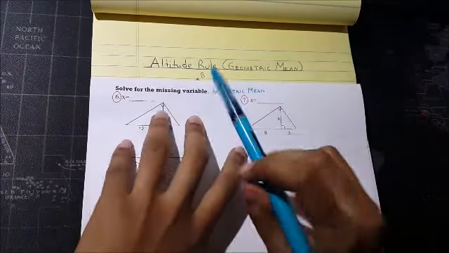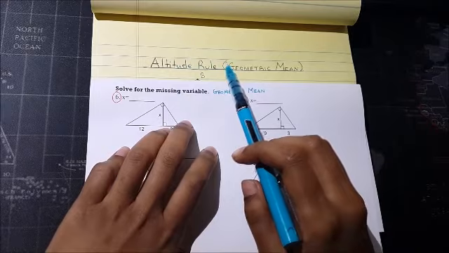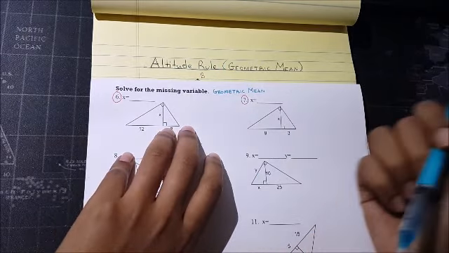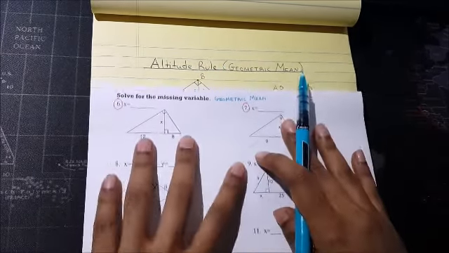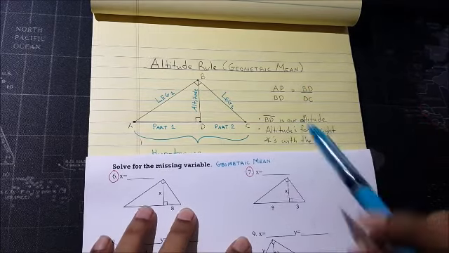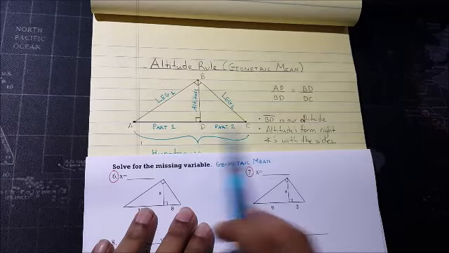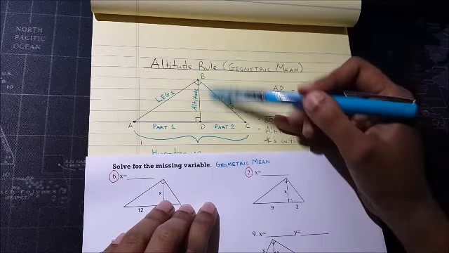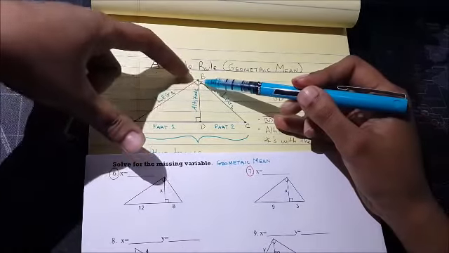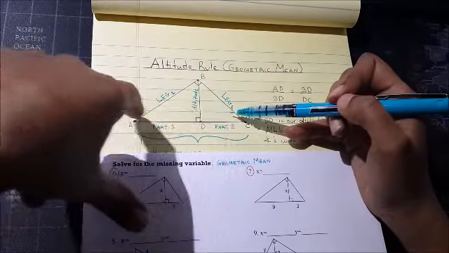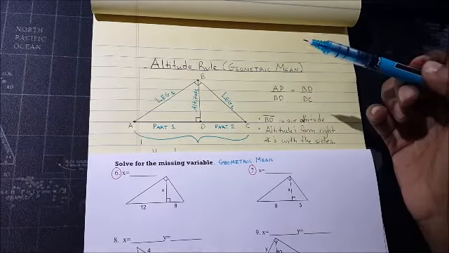Now, there are two types of rules: the altitude rule in this video, and in the next video will be the leg rule. What the altitude rule says is that we want to set up a ratio between the parts and the altitudes. Remember, our altitude is formed when a line segment connects a vertex point to a side of the triangle and forms a right angle.